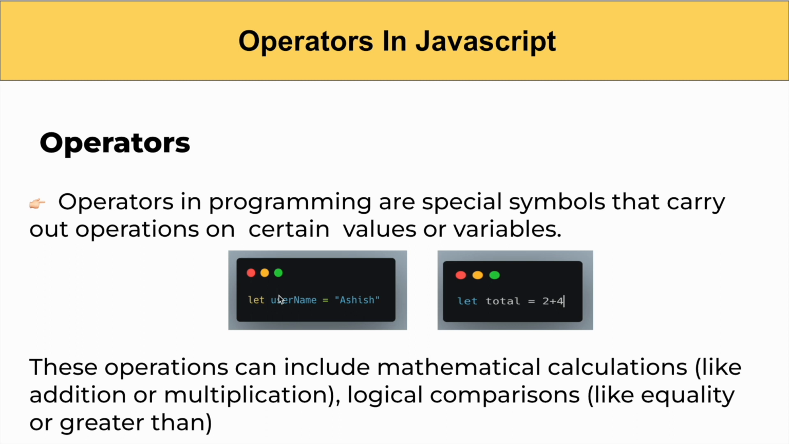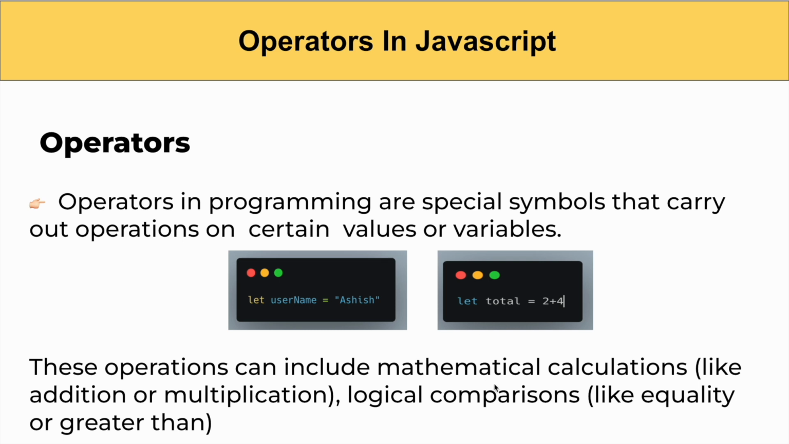So, operators in programming are special symbols that carry out operations on certain values or variables. Here you can see two code snippets. Here I am assigning a value of Ashish, a value of string data type, to this username variable. This is our operator. This is called the assignment operator. And in the second code snippet, you can see I am adding two numbers and then assigning the sum to this total variable. So here this plus acts as an arithmetic operator.